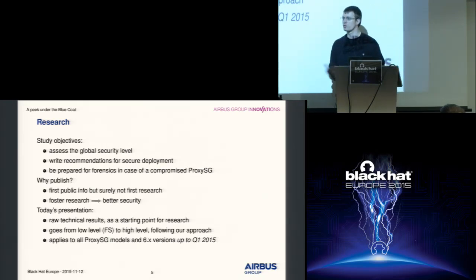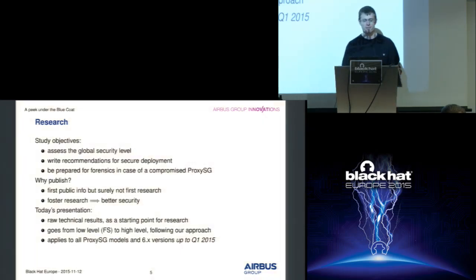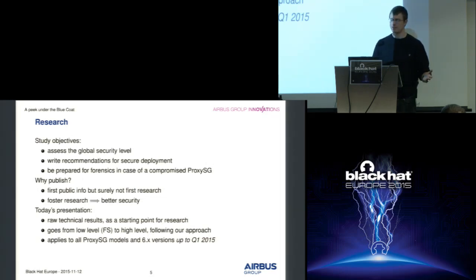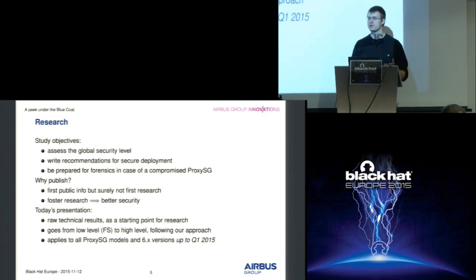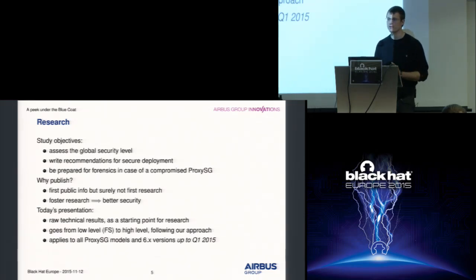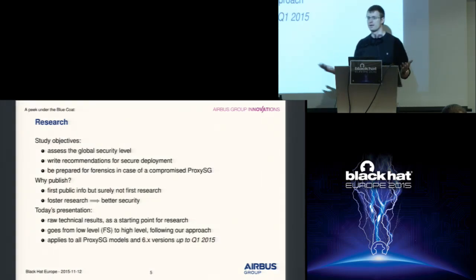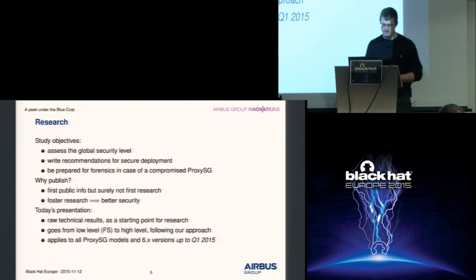Then, why should we publish about Proxy SG? Because we could do the research and keep the results internal. Well, we really thought that's the first public information being published here, but definitely not the first research on Proxy SG. I guess some three-letter agencies based in the US have probably done some interesting work on Proxy SG. Our goal is to foster research and get researchers to look into Proxy SG, maybe find bugs and then publish them so they can get fixed. And in the end, Airbus gets better security from Proxy SG.